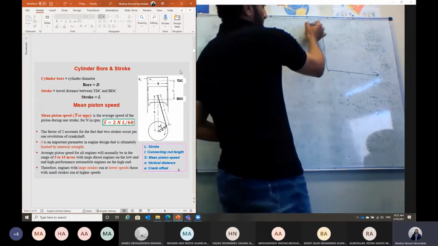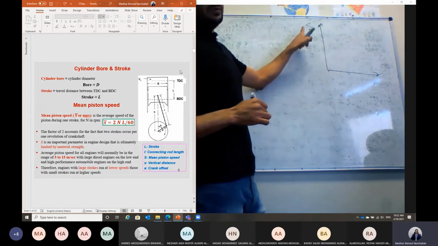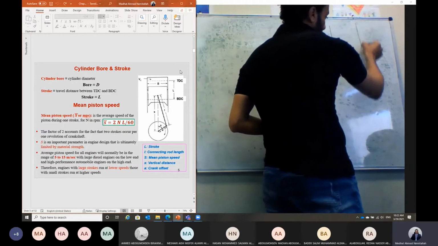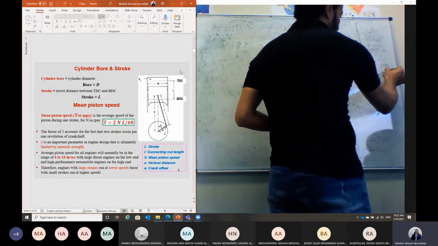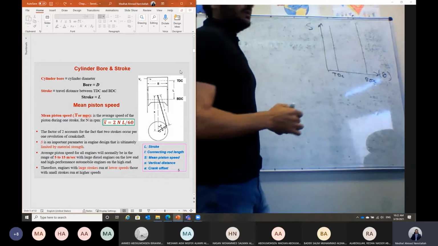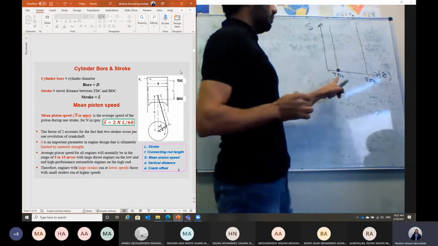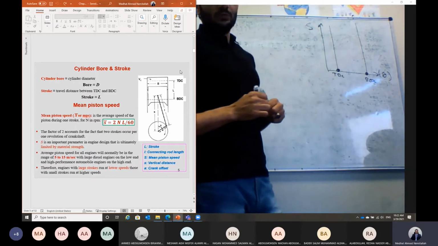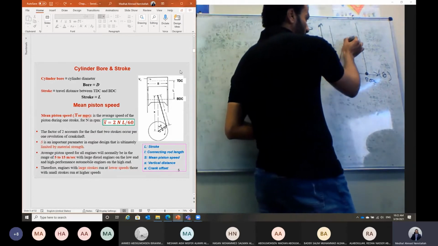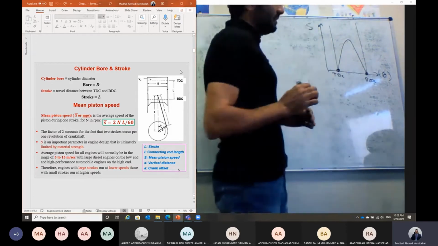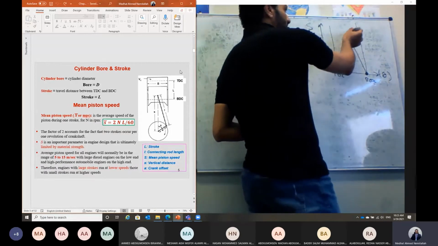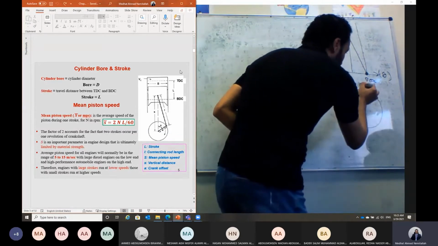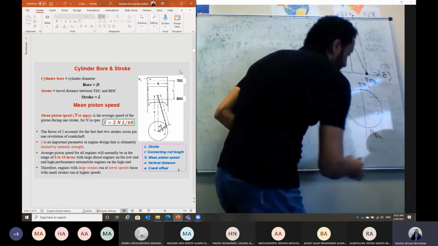So if you look at this distribution of the engine piston speed, we give it the symbol S, between the top dead center and the bottom dead center, as a function of the crank angle theta. The speed of the piston at the top dead center should equal 0, and the speed of the piston at the bottom dead center should also equal 0. While the piston is moving between the top dead center and the bottom dead center, it accelerates and reaches a maximum value. This is the top dead center, and this is the bottom dead center.